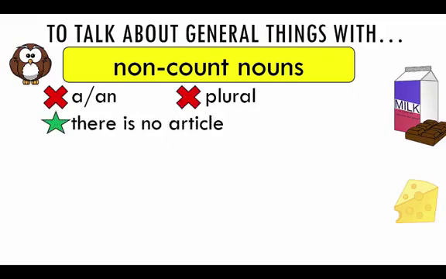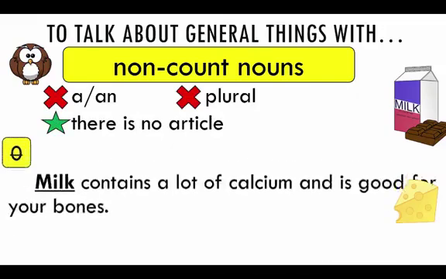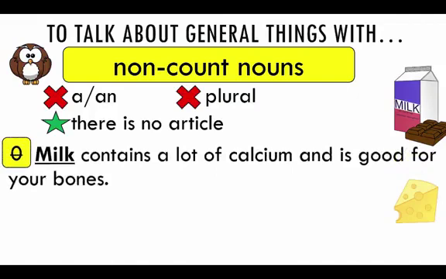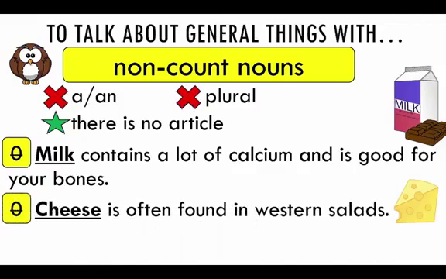Here are two sentences that give general information about both things. Milk contains a lot of calcium and is good for your bones. Cheese is often found in Western salads. There is a zero before both nouns to remind you that there are no articles.